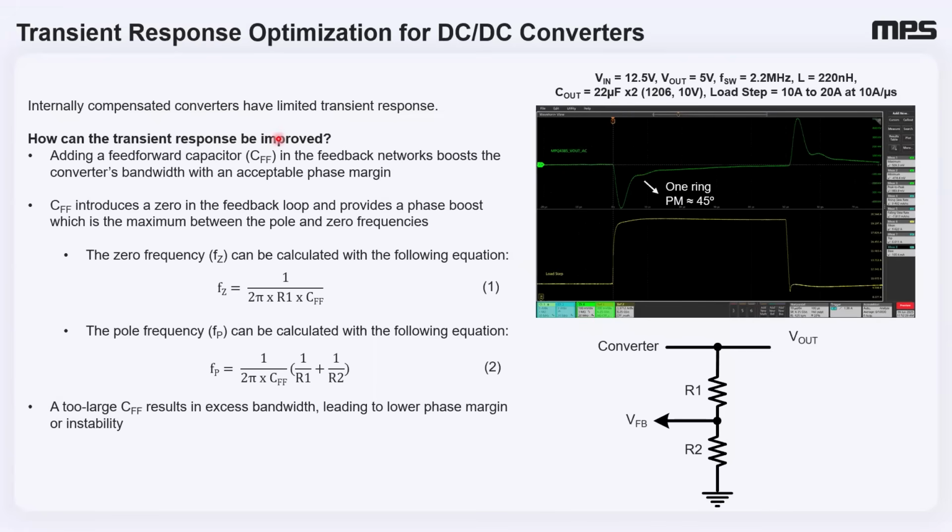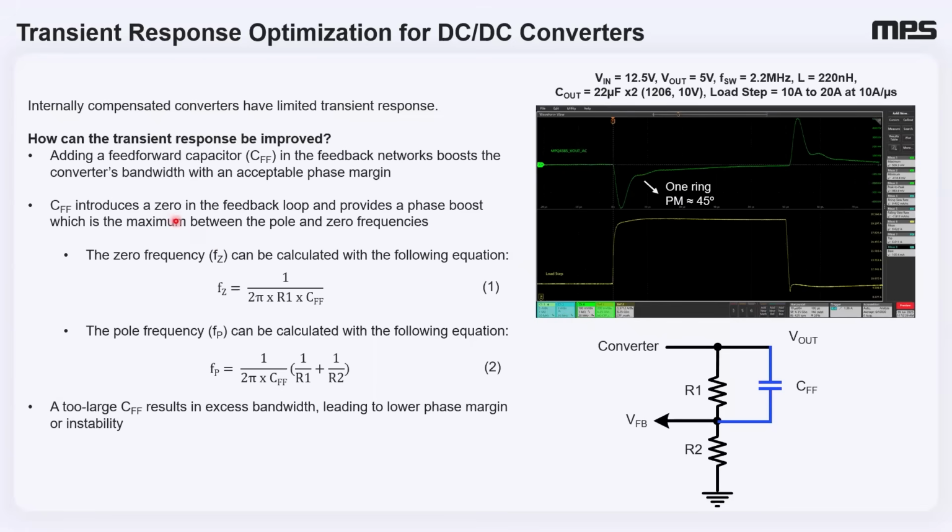The key component here is the feed-forward cap. The feed-forward cap is placed strategically within the feedback network. This capacitor plays a crucial role in shaping the frequency response of the control loop, allowing us to boost the converter bandwidth while maintaining a sufficient phase margin for stability.